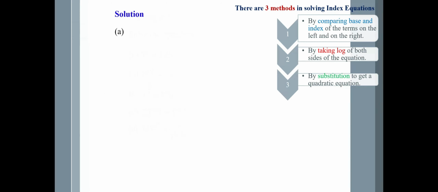Example 1a. The first question has 5 to the power of x equal to 125. Are we going to use the first method, second method, or third method? Well, which one is the easiest? That's the one that we are going to use. The first method is to compare the base and index. Can we do that? Well, of course. 125 can be written as 5 to the power of 3. Then we just compare the base and the index. Make sure we have the same base before we compare the index. So the answer is just x equal to 3.